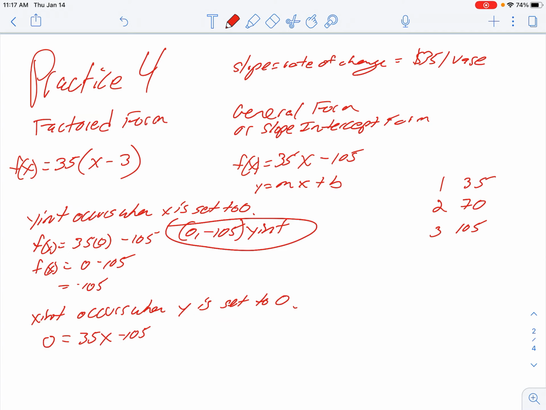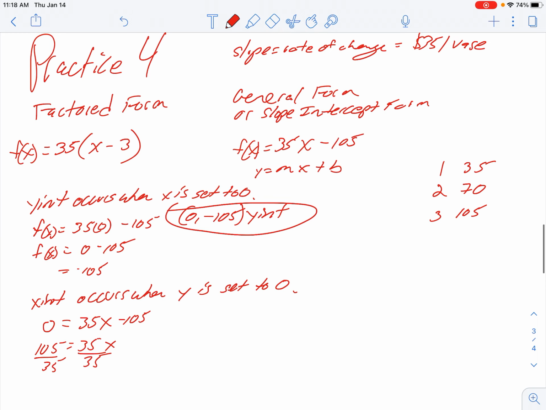So let's go ahead and solve that. Now, we want to basically figure out when we break even, okay, when we get out of that negative. And it should occur at 3, because 3 vases that keep getting broken is taking me down 105 bucks. So I need to sell 3 vases to get back to $0 to break even. So that's going to be my x-intercept, all right?